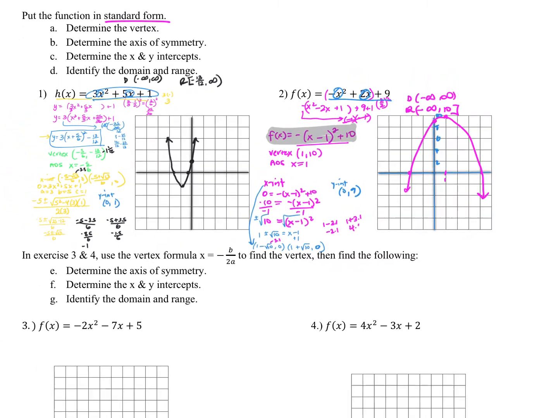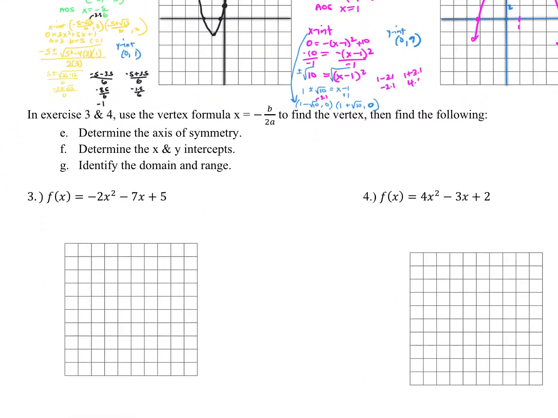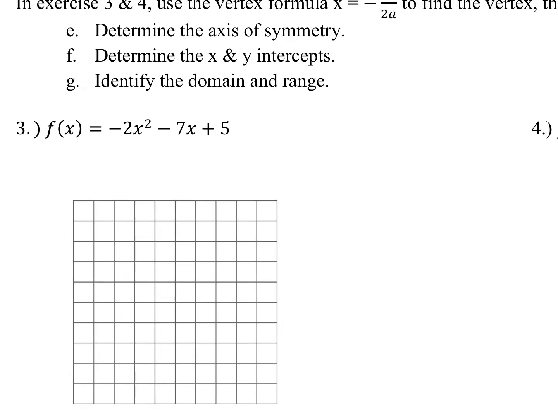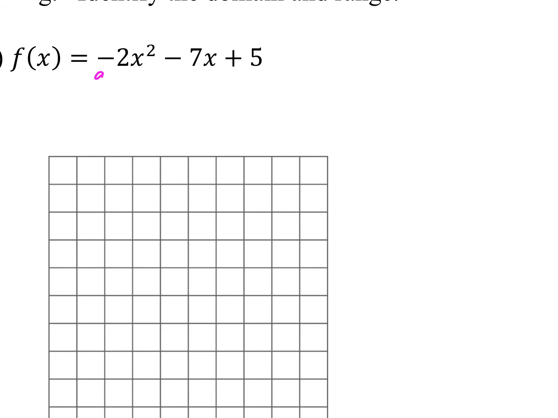Okay, so now the directions change for the second set. It says to use the vertex formula, negative b over 2a, to find the vertex, and then the following. So this time we're not going to use complete the square. We're going to do a is negative 2, b is negative 7. So negative 7 over 2 times negative 2 is 7 over negative 4. So that's the x coordinate of my vertex.